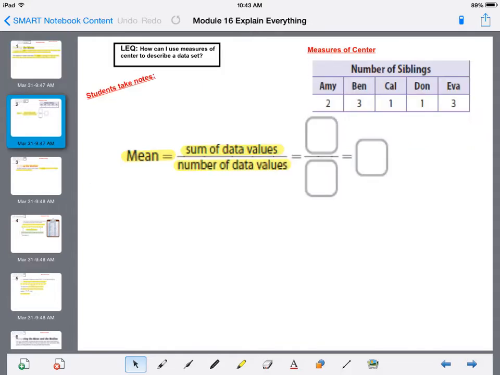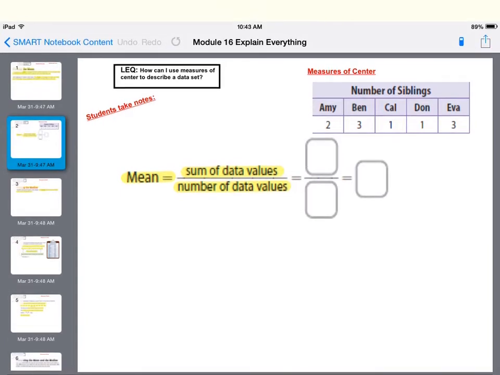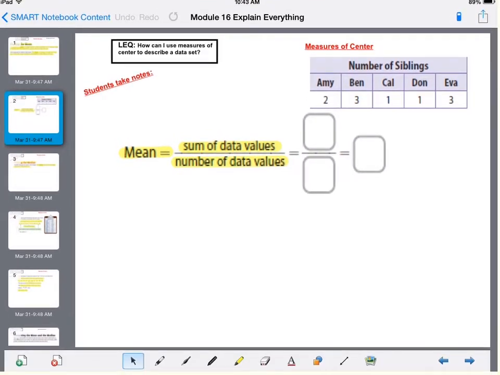So for example, if we have this table with people who have been tallied and asked their number of siblings, we have 2 plus 3 plus 1 plus 1 plus 3. That is a total of 10. So the sum of the data values is 10 divided by the number of data values, which are 1, 2, 3, 4, 5. And so the mean or the average is 2.